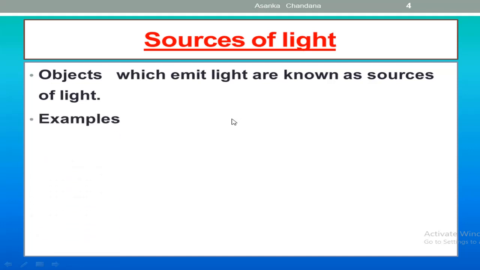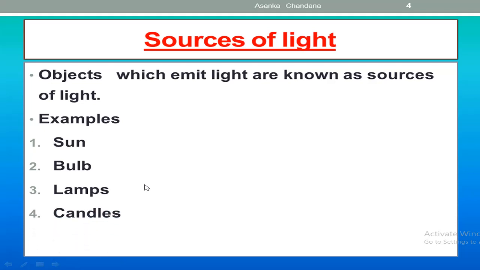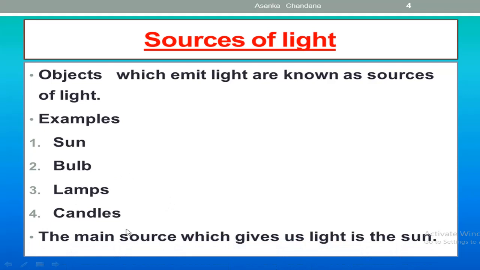Then we will learn about examples of sources of light. The sun, a lighted bulb, a lighted lamp, and a lighted candle are sources of light because they emit light. Among the different sources of light, our main source of light is the sun.